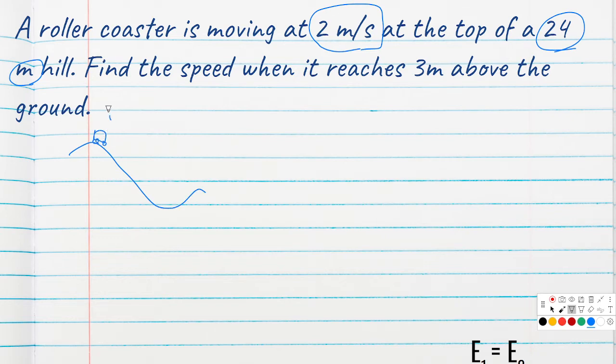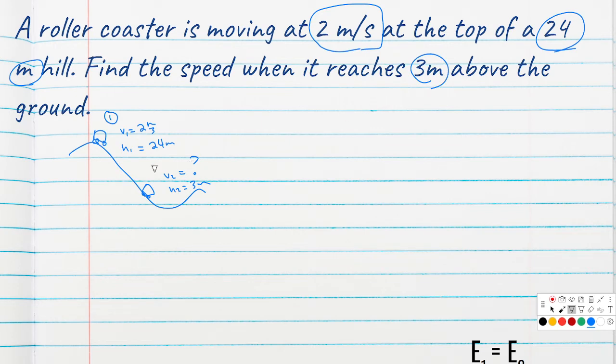You know me, got to draw a picture. There's point 1 up there. My velocity is 2 meters per second, so that'd be V1. H1 is 24 meters up, and then a little bit above the ground, let's say about here, not quite all the way down, but V2, the speed down there is what I'm after, and H2 is 3 meters. Okay? So that's my problem.